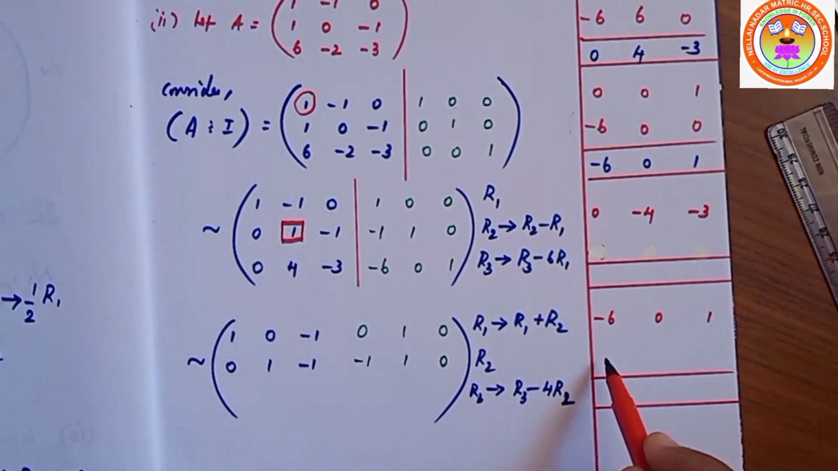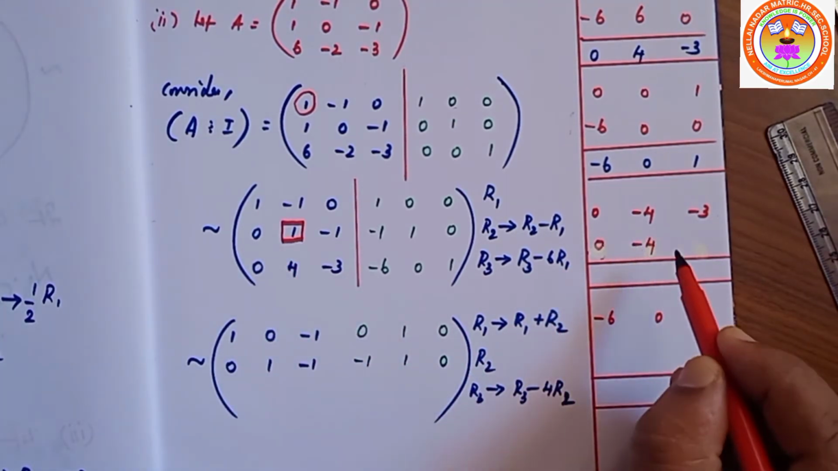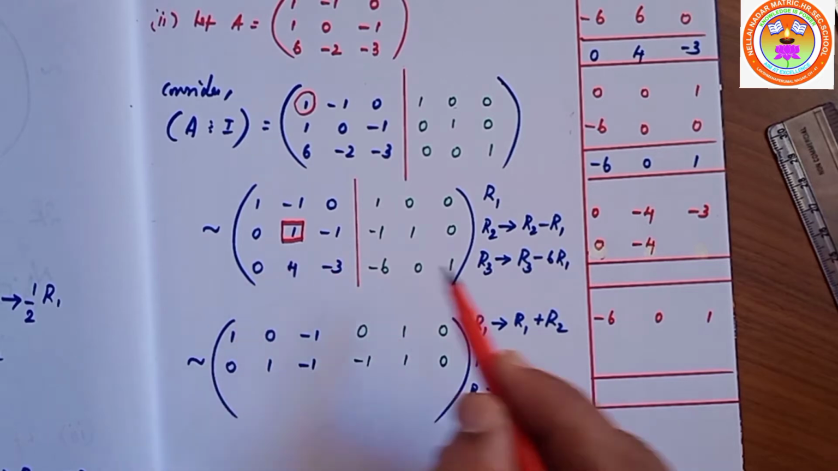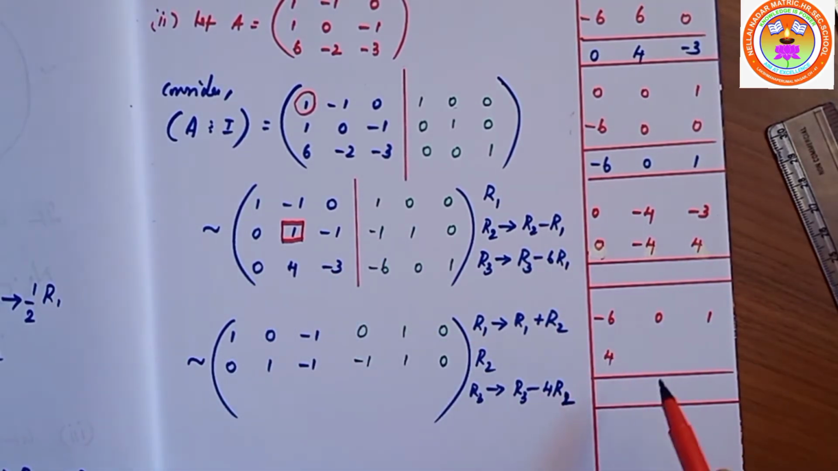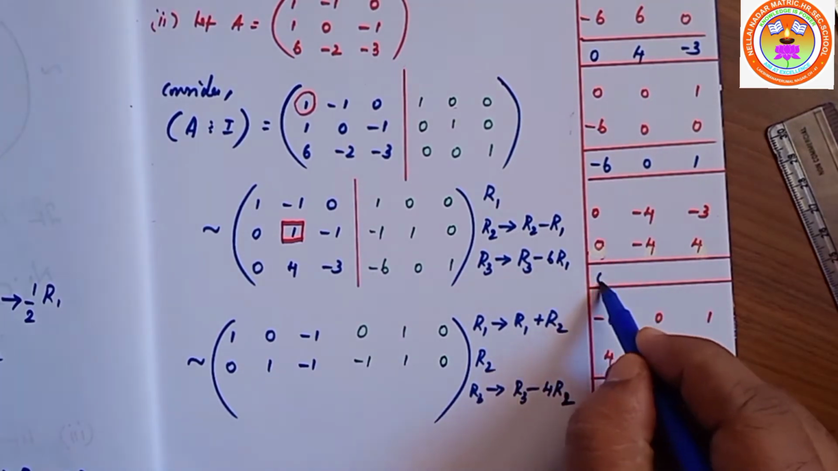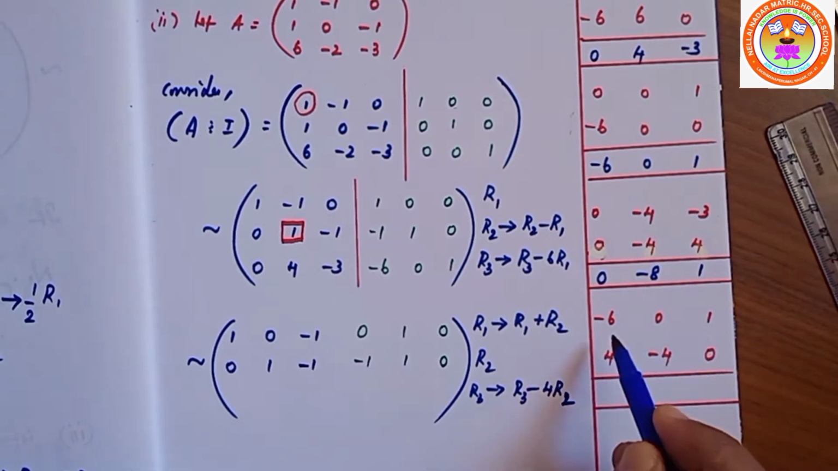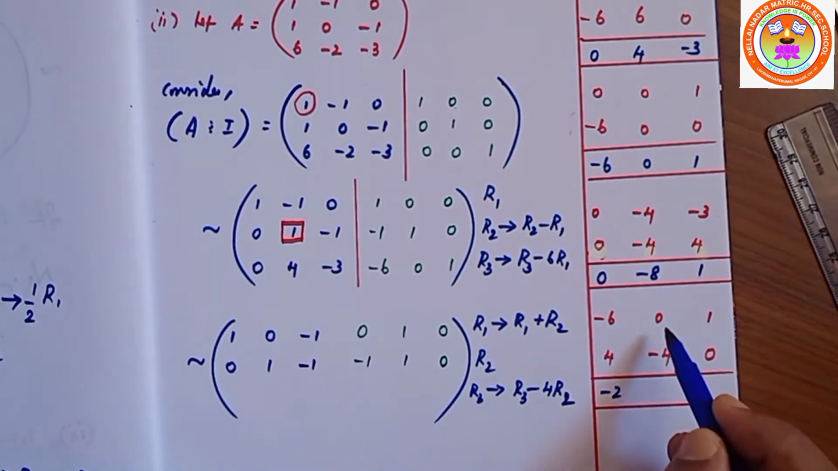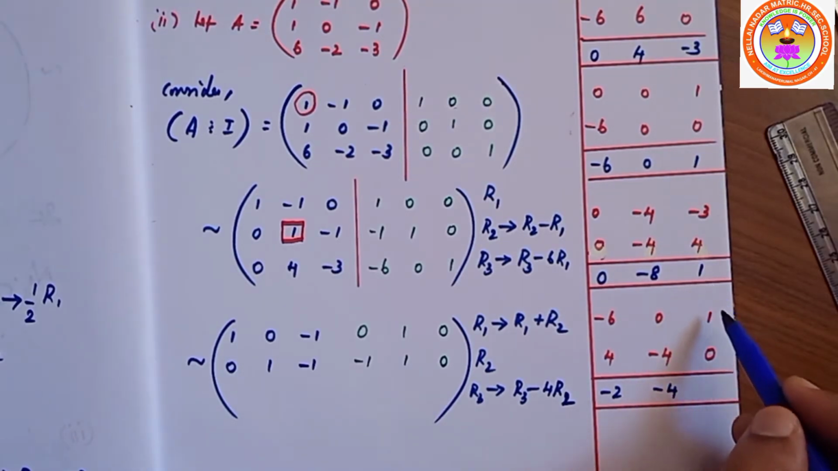0 into minus 4, 0. 1 into minus 4, minus 4. Minus 1 into minus 4, plus 4. Minus 1 into minus 4, plus 4. 1 into minus 4, minus 4. 0 into minus 4, 0. Now 0 plus 0, 0. Minus 4, minus 4, minus 8. Minus 3 plus 4 is 1. Minus 6 plus 4 is minus 2. 0 minus 4 is minus 4. And 1 plus 0 is 1.